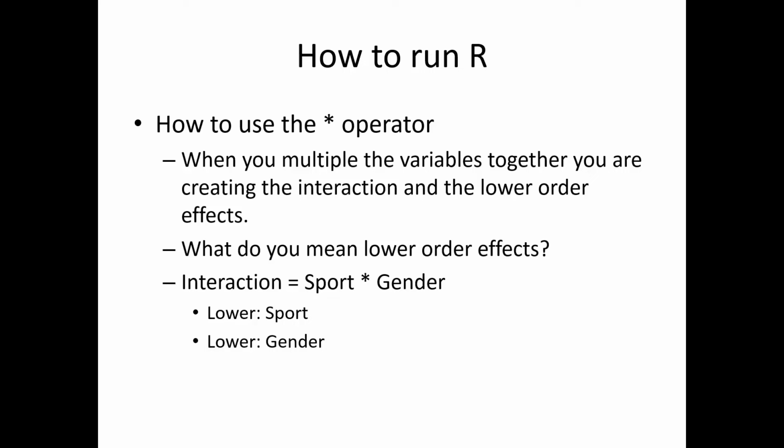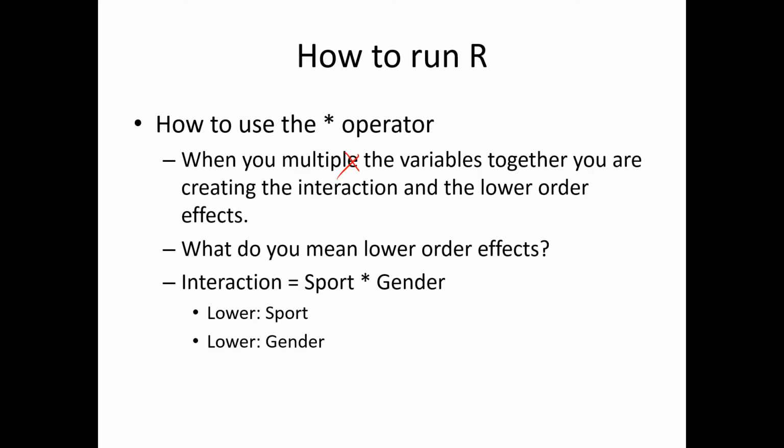Alright, so a little bit on how to do this in R. Give me just a second. So one thing we're going to do is we're going to use the star operator. And that, unsurprisingly, tells it to multiply. And so this should be when you multiply variables together, you're creating interaction. And then what's called the lower order effects. What I mean by lower order effects is the main effects.